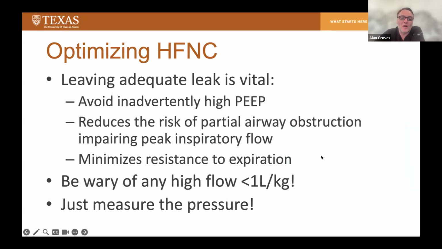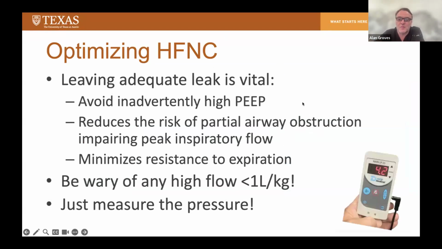I would strongly consider not using anything less than 1 liter per kilo. That's certainly become my practice in the last 5 years. And of course, I just think it's always worth thinking about, if it's pressure that we're trying to provide, well, then just measure the pressure. And the chances are at least half of you will have one of these devices sitting around on your NICU that you could easily use to be measuring the pressure on high flow.